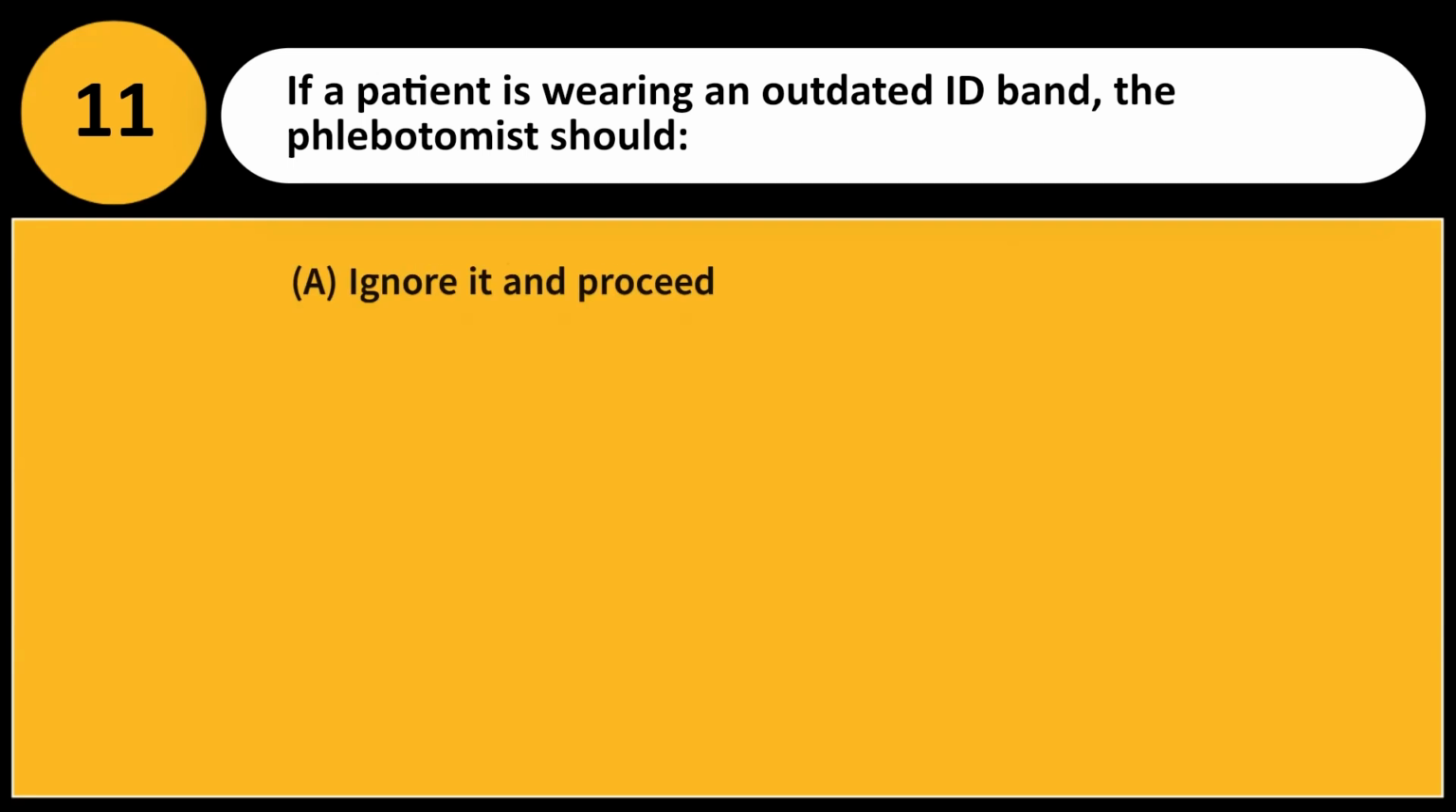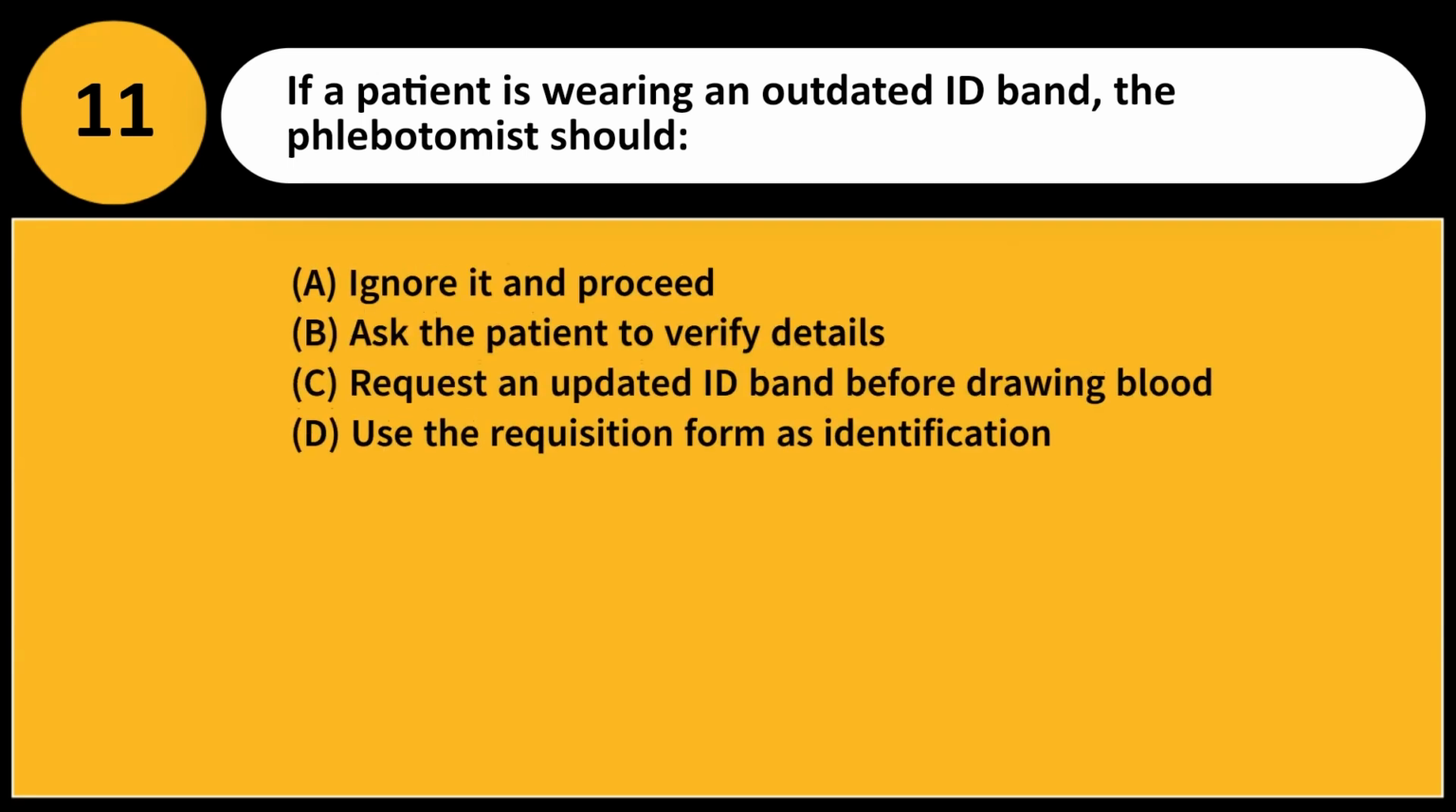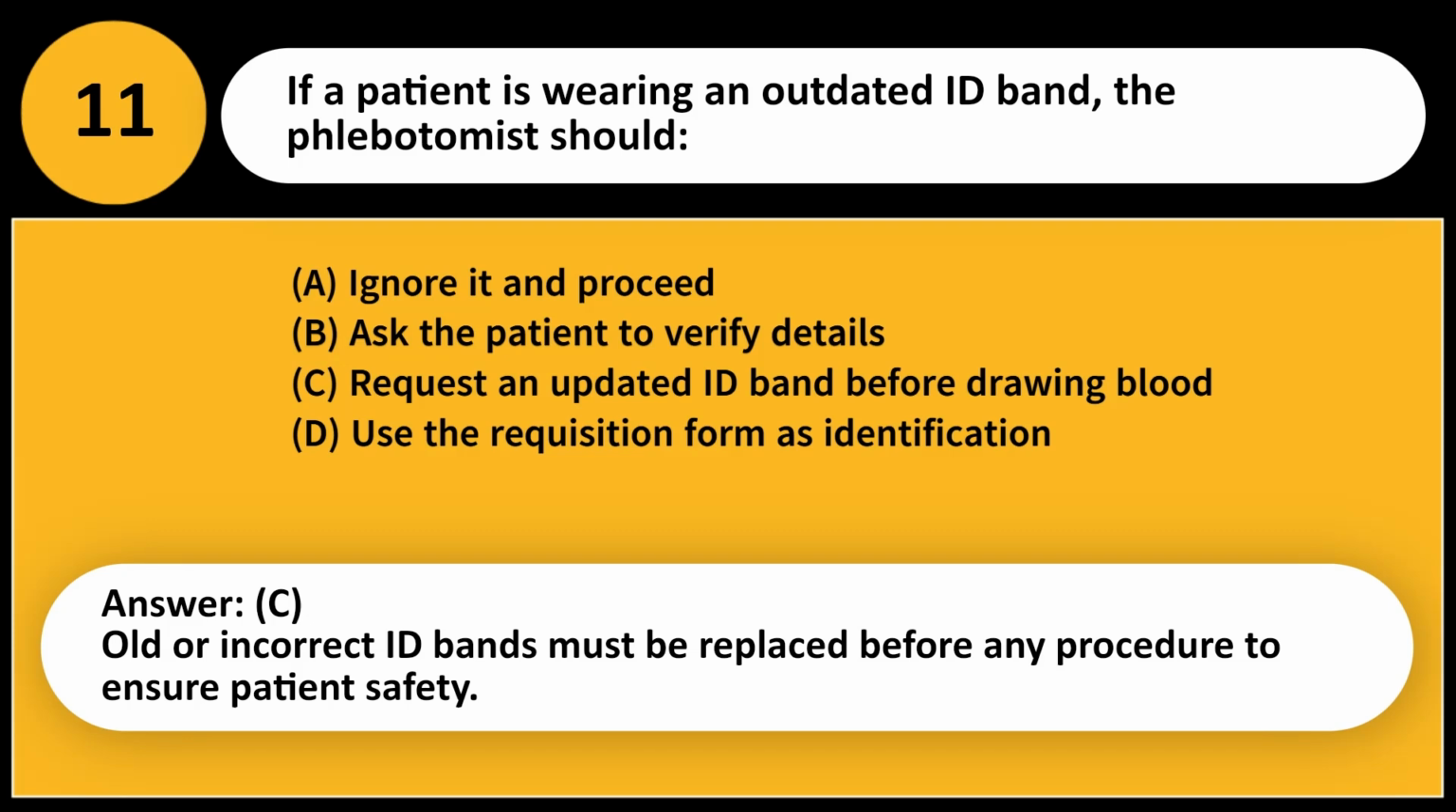If a patient is wearing an outdated ID band, the phlebotomist should: A. Ignore it and proceed. B. Ask the patient to verify details. C. Request an updated ID band before drawing blood. D. Use the requisition form as identification. Answer, C. Old or incorrect ID bands must be replaced before any procedure to ensure patient safety.